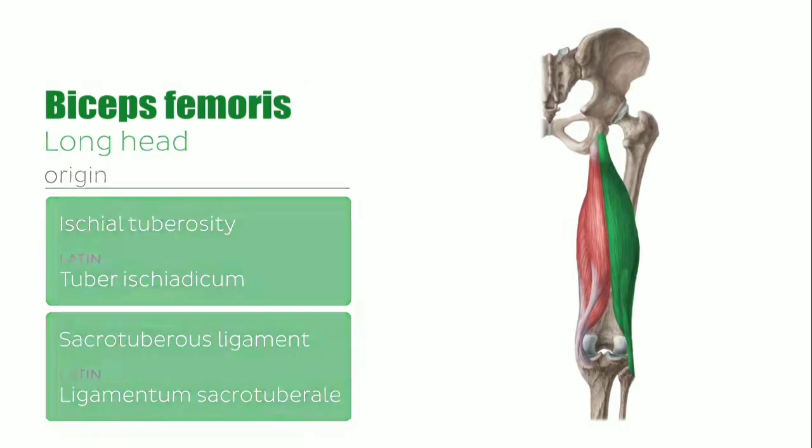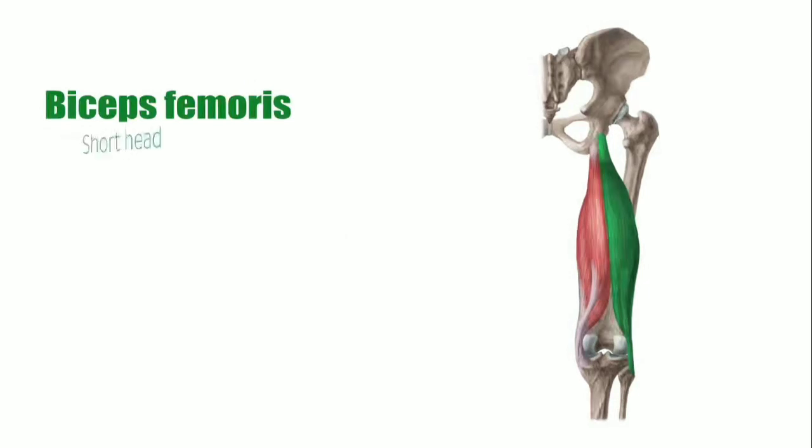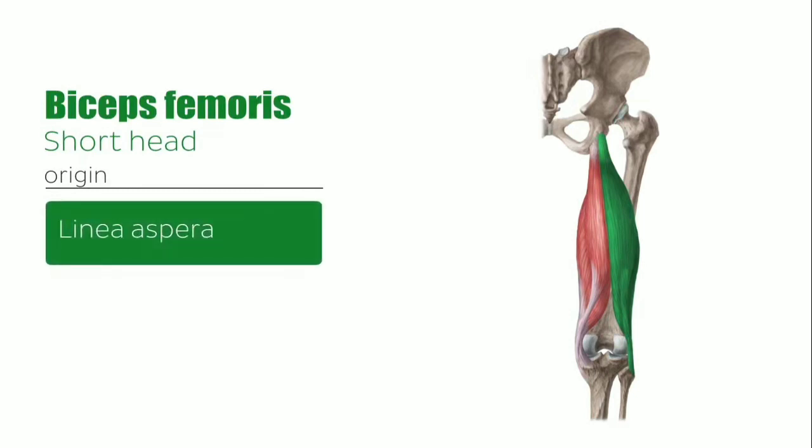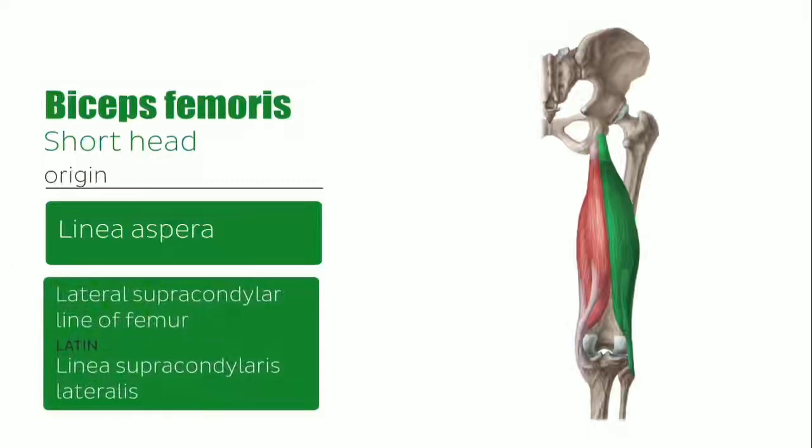Now moving on to the short head of the biceps. In terms of origin points, you need to know that this part of the muscle is going to originate from the linea aspera, which is a rough line at the dorsal side of the femur. The short head is also going to originate from another bony structure that is known as the lateral supracondylar line of the femur.